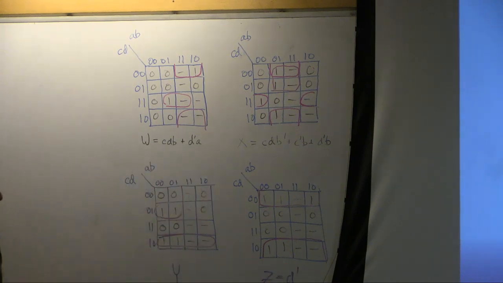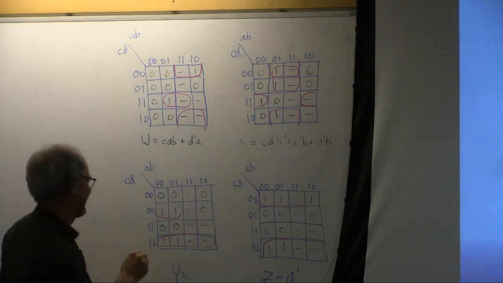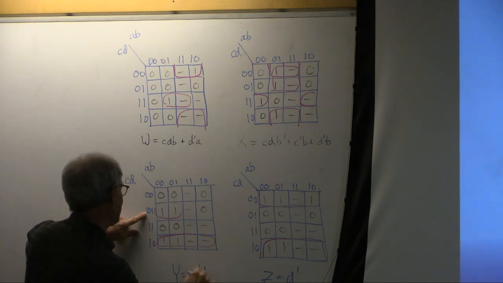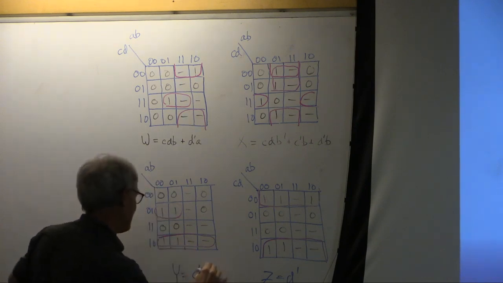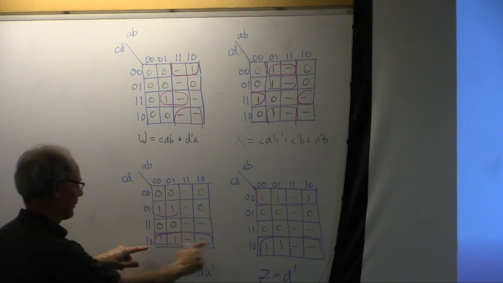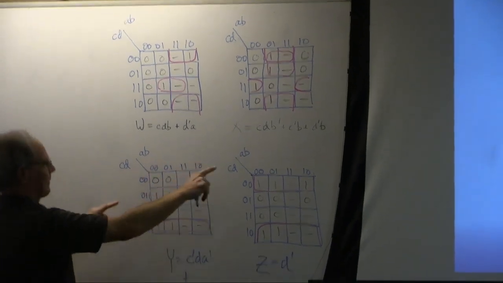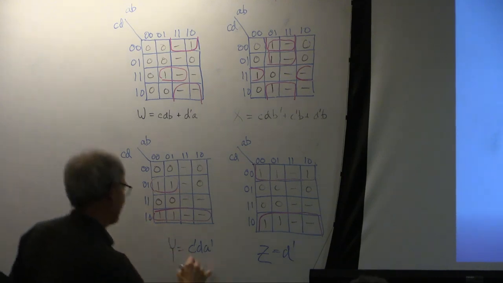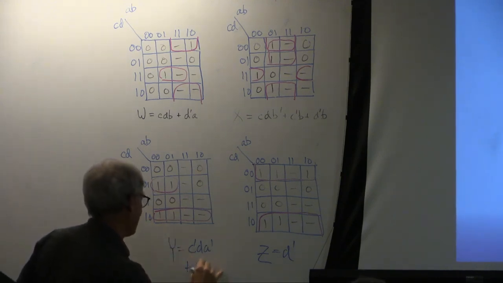We might as well do this one while we're at it. So this is C prime D, A prime, or this big group here, B and A and B all change over there. So the only constants are C and D bar.